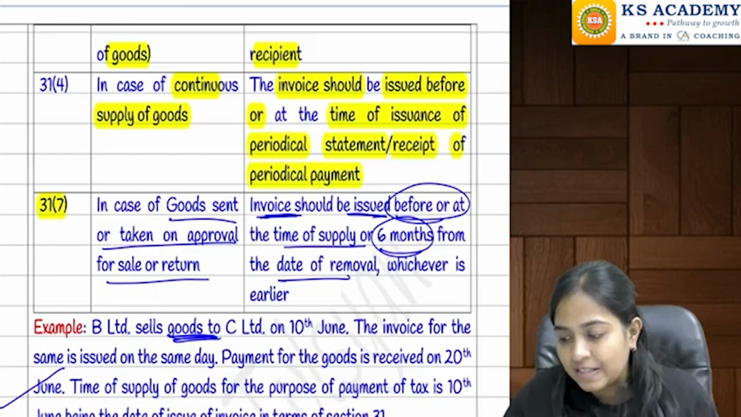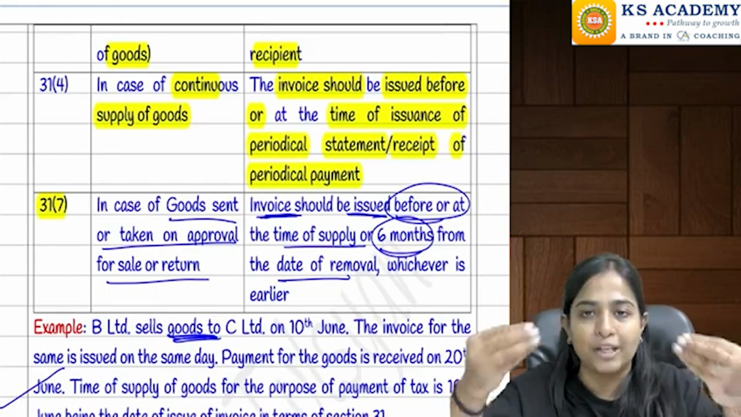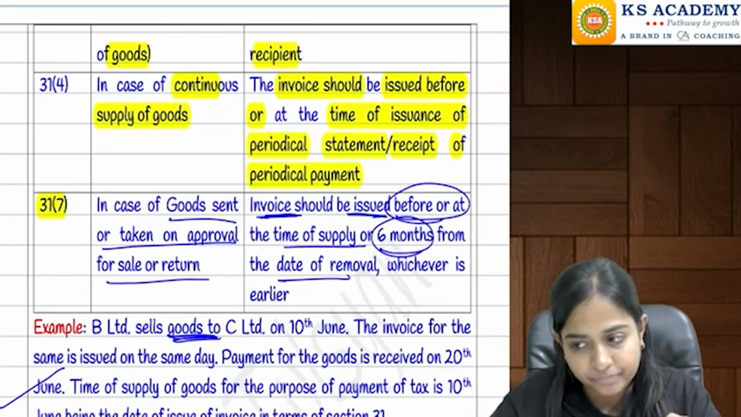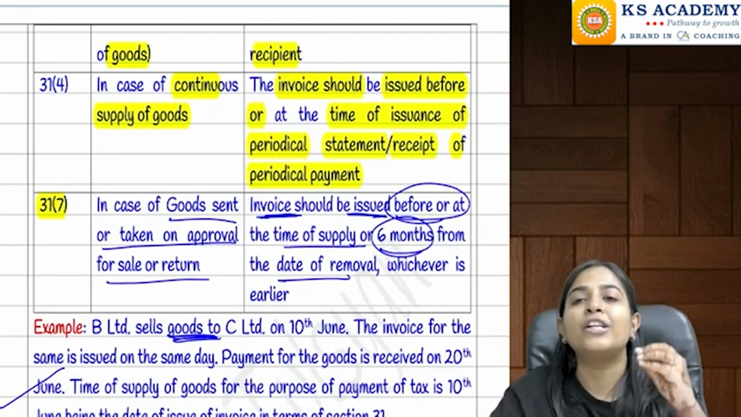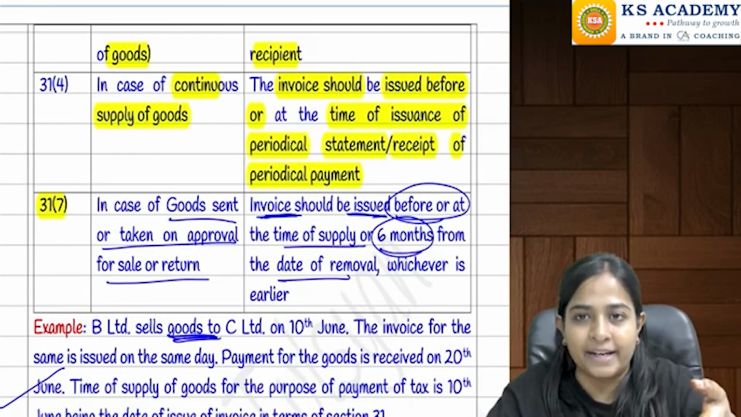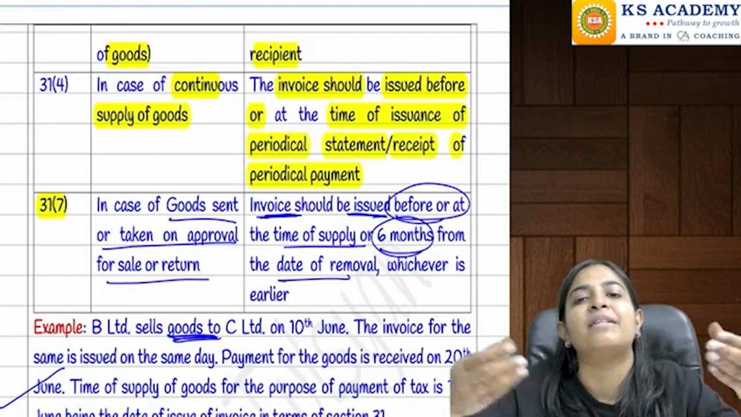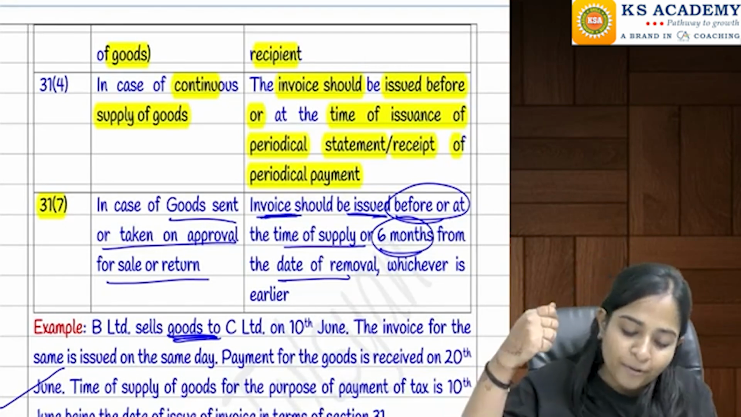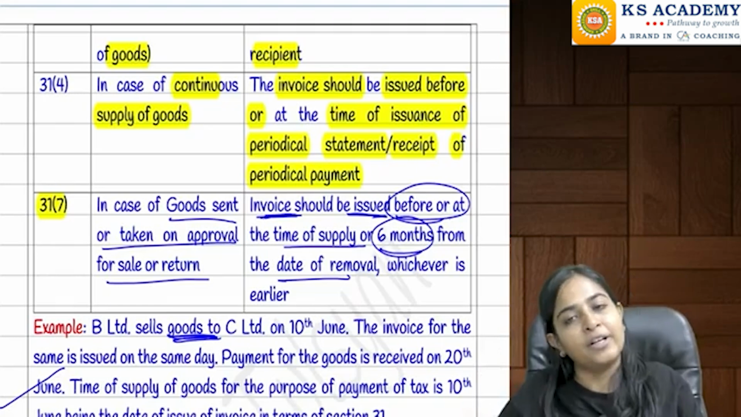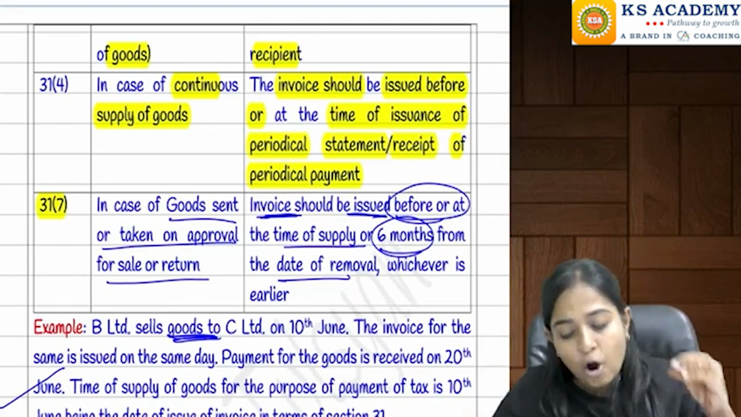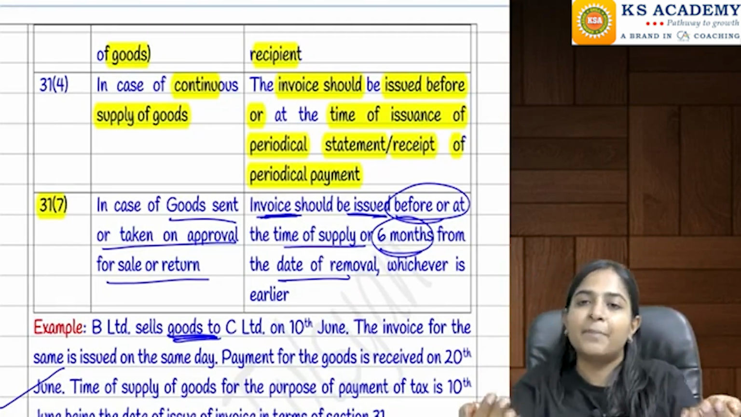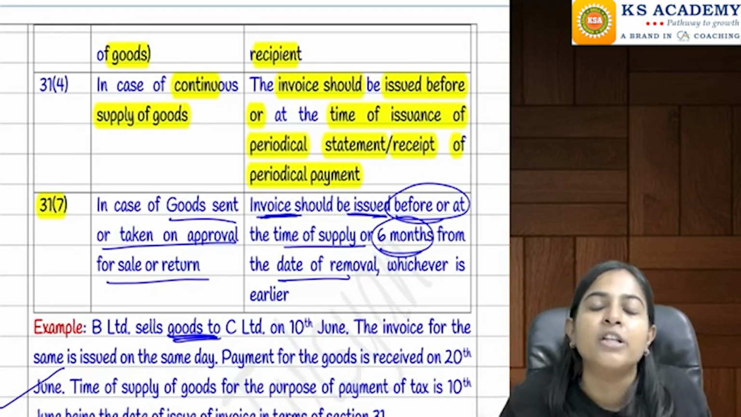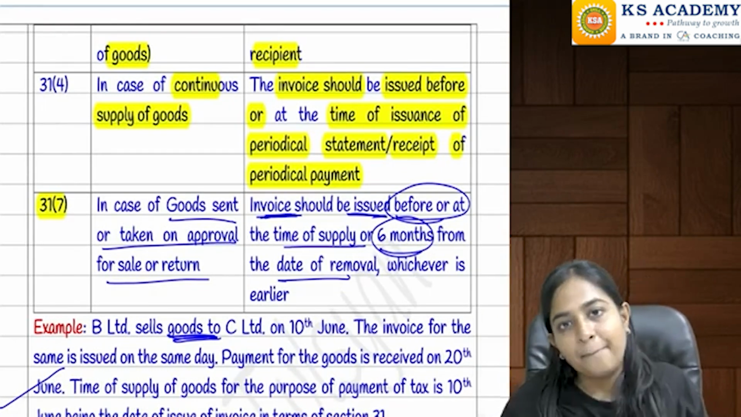Generally what happens in this case, whenever I am supplying you some goods periodically, I am going to issue you a periodical statement that this much value of goods has been supplied or this much quantity of goods has been supplied. So on or before the time of issuance of the periodical statement, I have to give you the invoice. Or if I am not giving you the periodical statement, but you will be making the periodical payment, then on or before the receipt of that periodical payment.